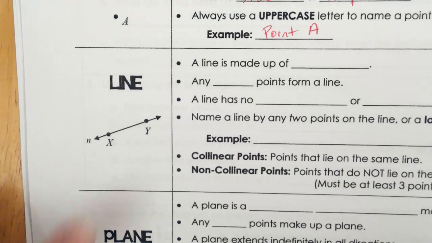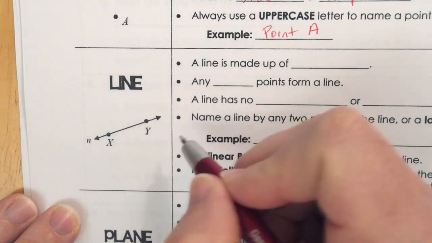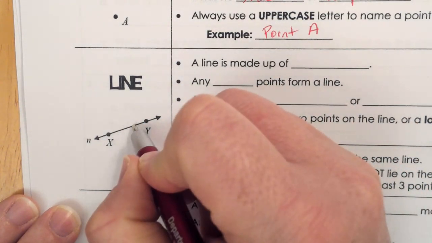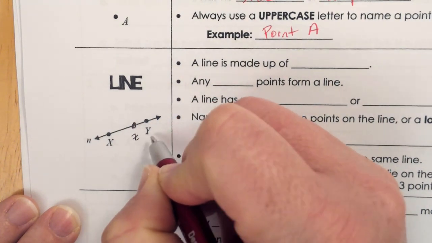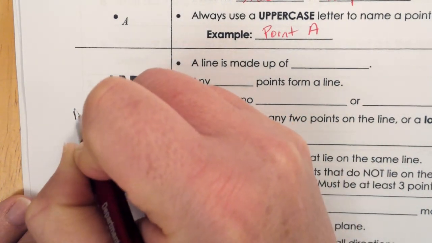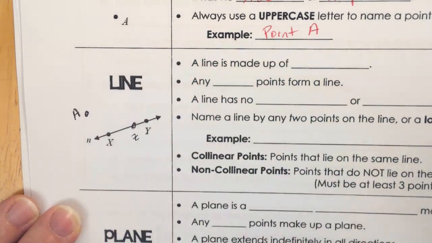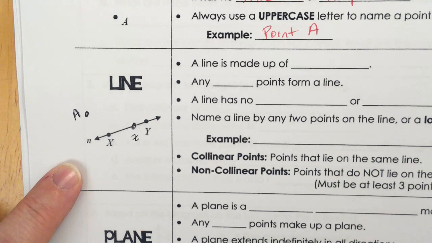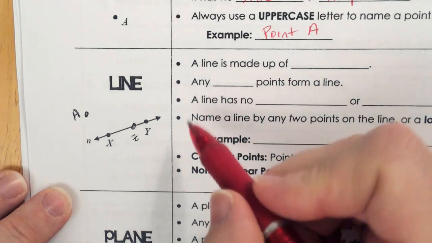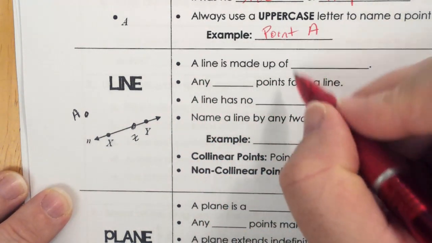Okay, so right here, we're going to add some extra points if I haven't already. Let's put a Z right here, and I'm going to put the letter A right over here, just randomly. Okay, so this right here is a line. A line is made up of points.